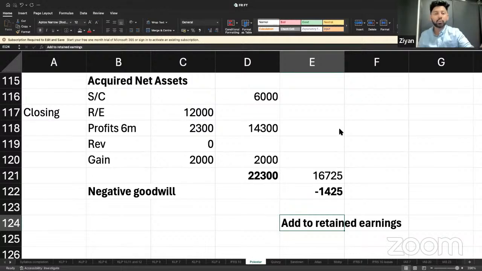Meaning, if it is negative, please listen to me, I'll give you time to write. If it is negative, there is no goodwill actually. Goodwill becomes 0. We can't have a negative figure in the balance sheet. Are we clear? Hold on.